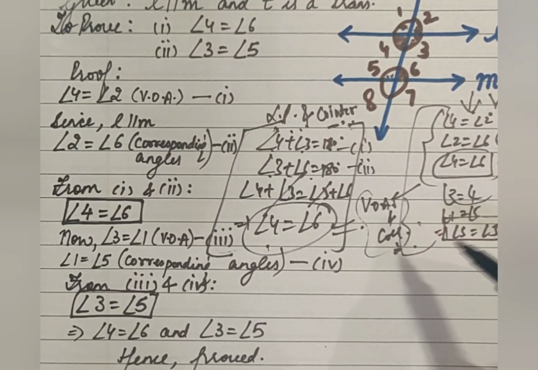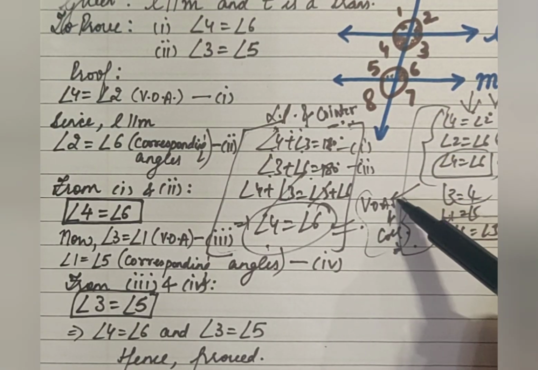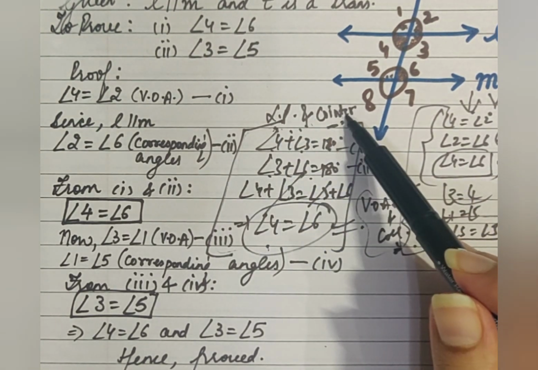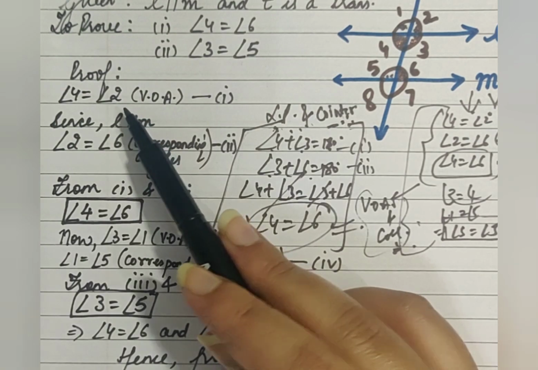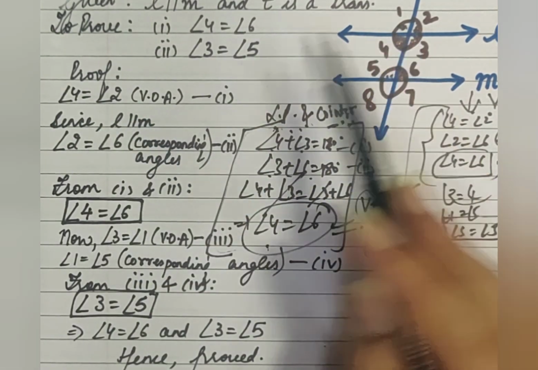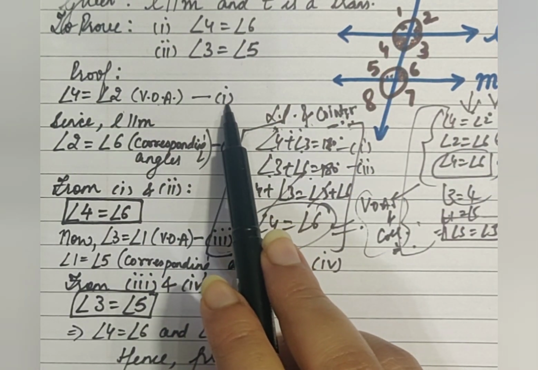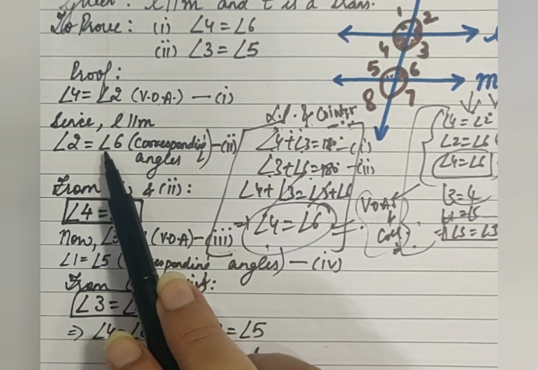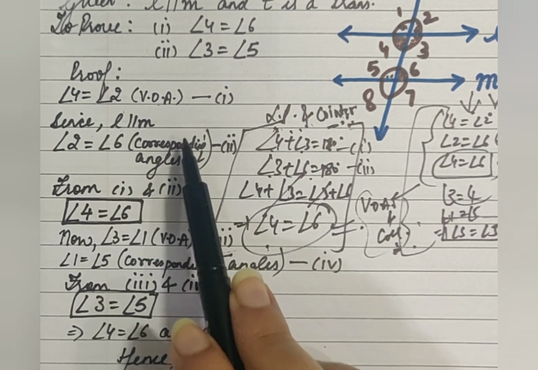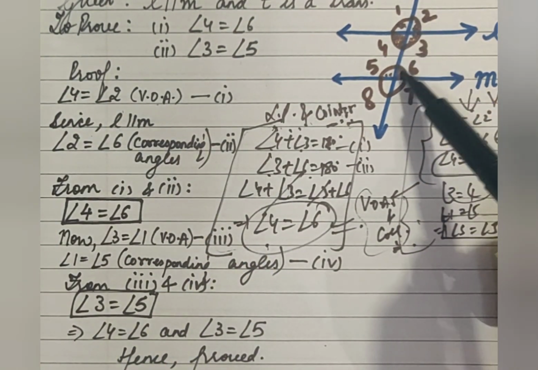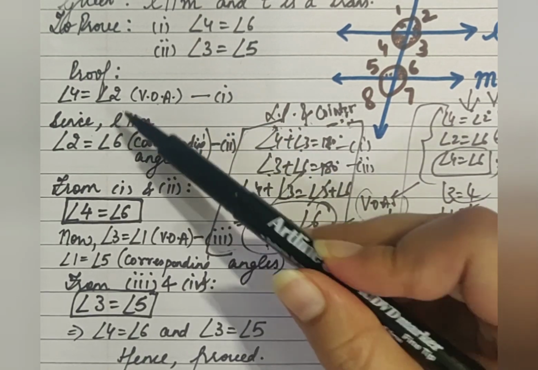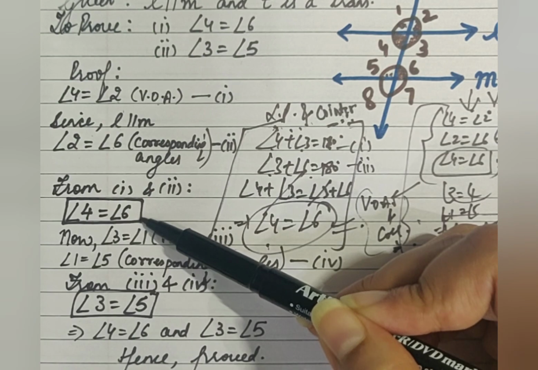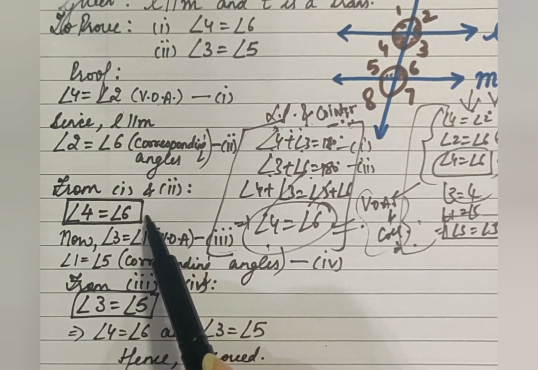So let's see its proof. I am proving here using this method, that is vertically opposite and corresponding. You can also do it using linear pair and co-interior method. So let's look at it. Angle 4 is equal to angle 2, vertically opposite angles. I have named it as equation number 1. Since L is parallel to M, angle 2 will be equal to angle 6 because these are corresponding angles. From these two equations, since both are equal to angle 2, angle 4 will be equal to angle 6. So this was to be proved.